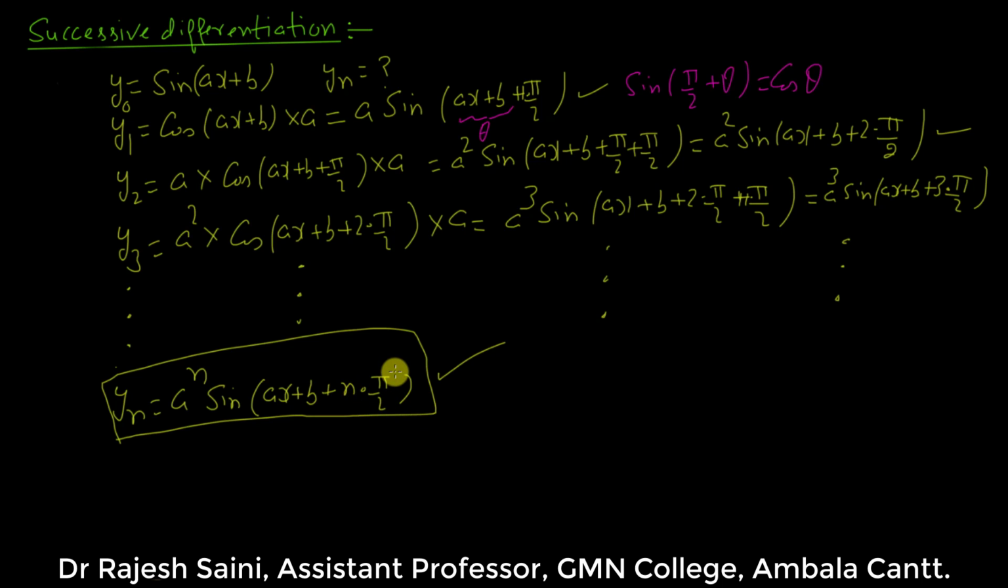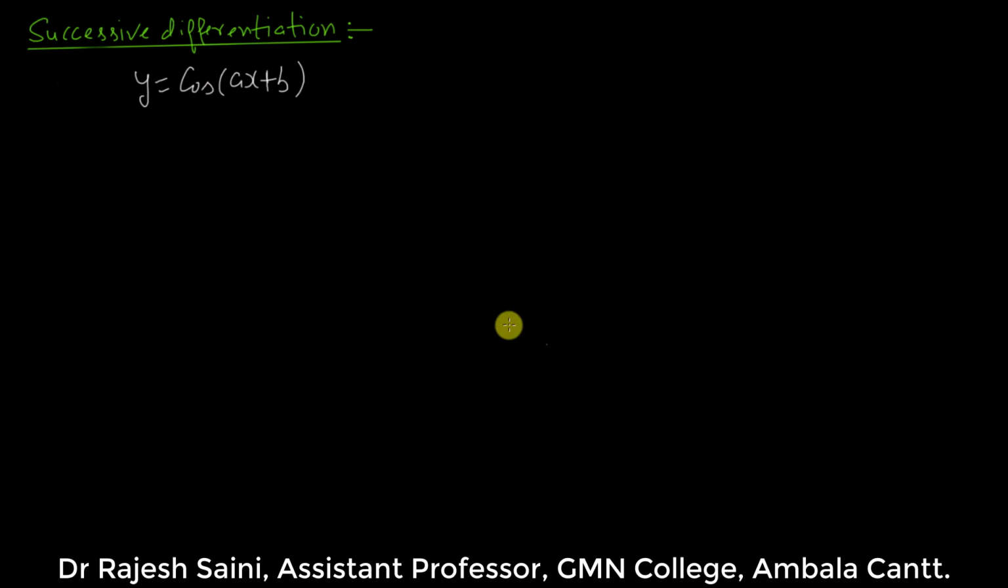So now we will study one more successive differentiation of an elementary function, and the elementary function is given by y is equal to cos ax plus b. This is the next elementary function. So now differentiating it both sides with respect to x, what will we get? y1 is equal to minus sine ax plus b into a.